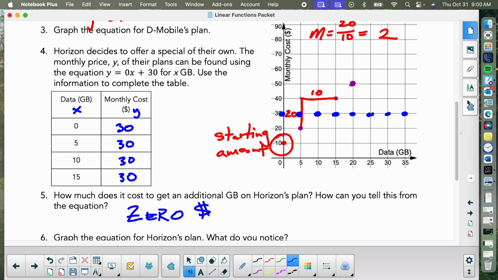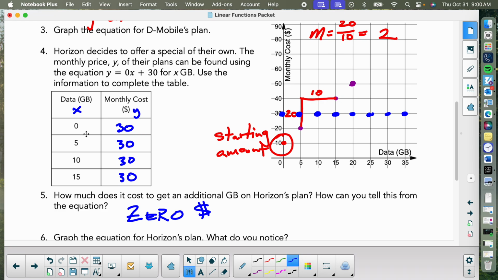So this is basically saying, we're looking at the blue dots. No matter how many gigabytes you use, what's the price that you pay? 30. So if I use more gigabytes, that's what it means. What does it cost to get more gigabytes? Why is it going to cost you $0?